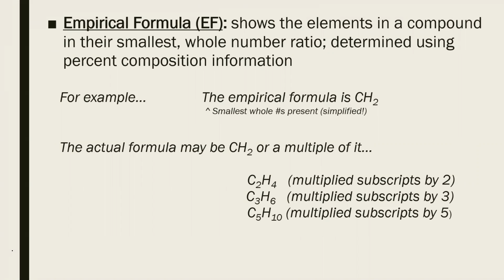So just for example, an empirical formula could be CH2, where C1, H2 are the smallest whole number representations. However, the actual molecular formula, which we'll get to next, could be a multiple of that. If you take the empirical formula CH2 and multiply it by 2, you get C2H4. If you multiply it by 3, you get C3H6. So you take the empirical formula and use a multiplier to determine the molecular formula, which will come next.